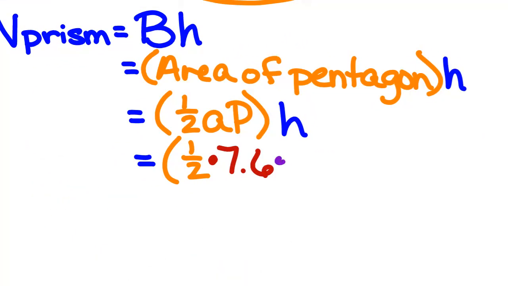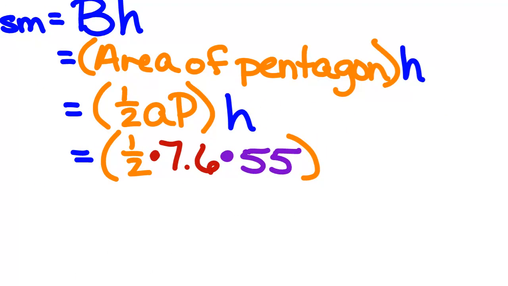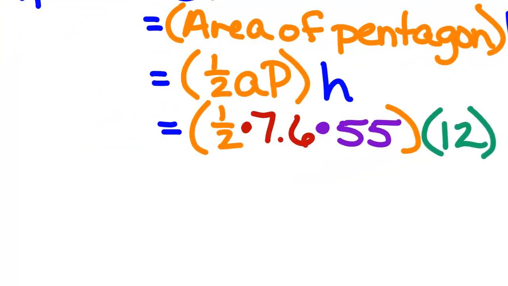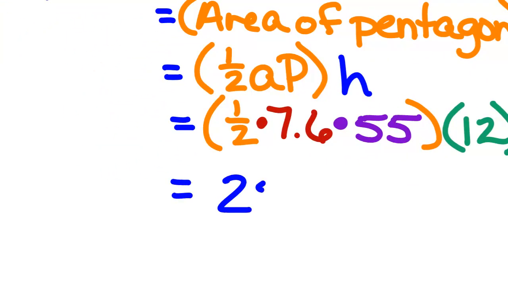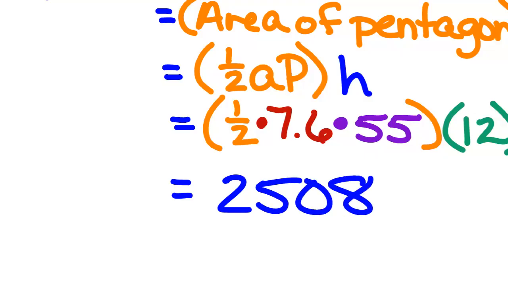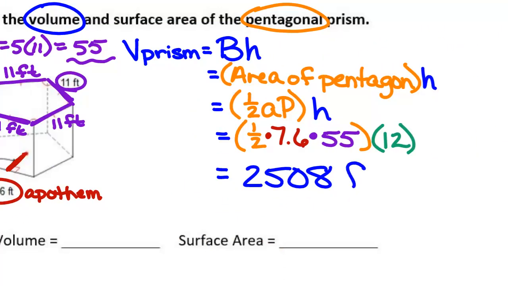So 1/2 times 7.6 times 55 times the height of the prism. What is the height of the prism? 12. So then we grab our calculators and we pop all that in. 2508. Should we put units with that? Feet cubed.